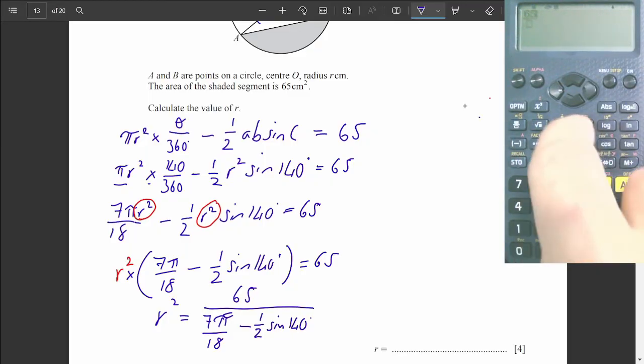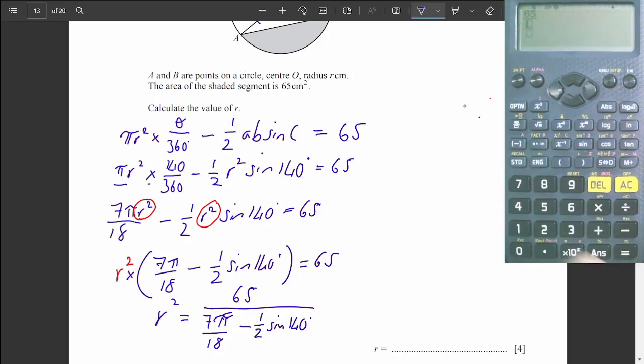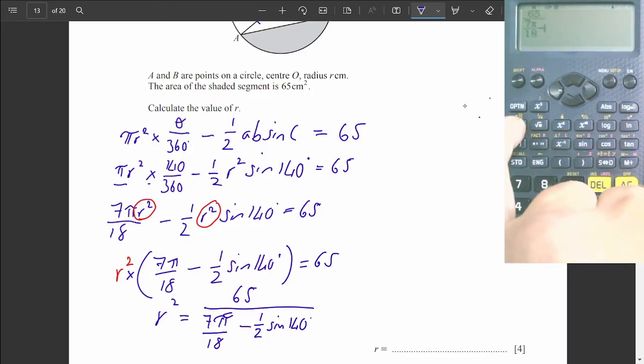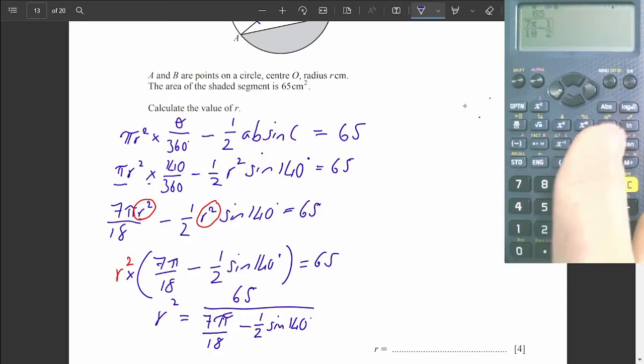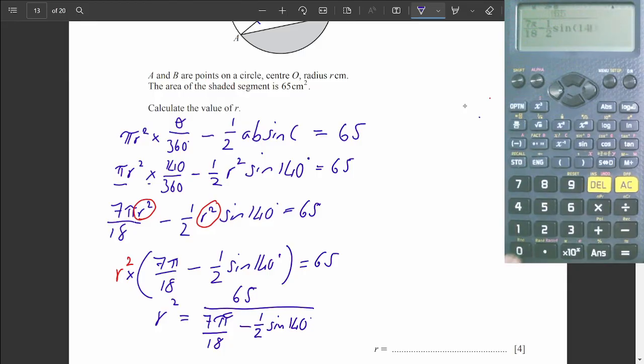So 65 over another fraction, 7 pi over 18, then the arrow. Take care to make sure everything is correct using the arrows on your calculator and brackets where needed. Okay, and there we go. So that will give us r squared equals 72.195, etc. Don't round yet.